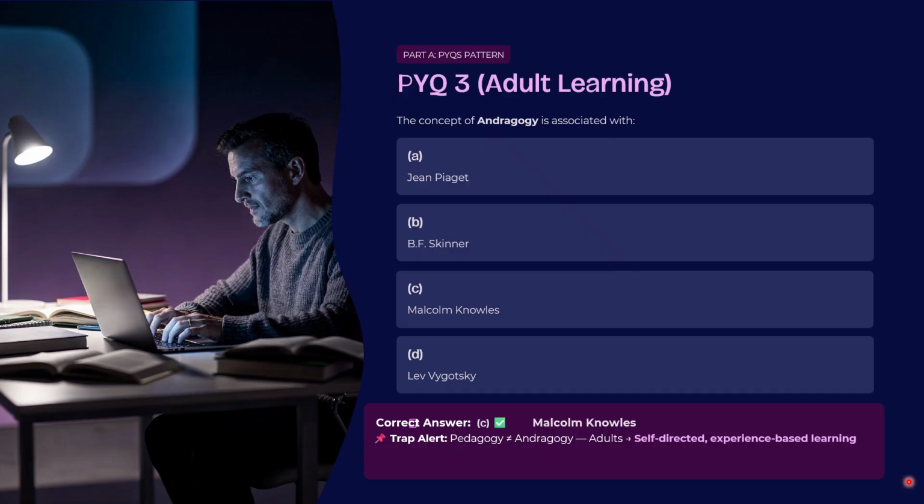Next is Lev Vygotsky. He proposed the social constructivism theory. He introduced concepts like zone of proximal development and scaffolding. These are related to social learning, not andragogy. So here the correct option is option C, that is Malcolm Knowles.